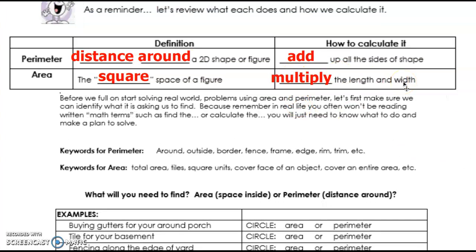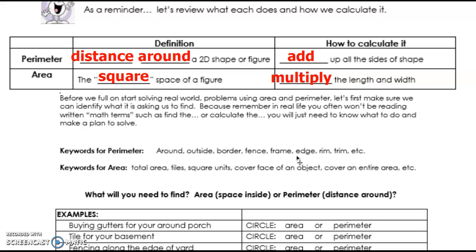All right, so before we full on start solving real world problems, let's just first make sure that we can identify what it's asking us to find. So if we're looking at real world scenarios, is it asking us to find the distance around, or is it asking us to find the space inside? So keywords for perimeter would be around, outside, the border of something, because it's not going to come out straight and tell you in real life, hey, you need to find perimeter. You're looking for keywords that help insinuate that. So again, around, outside, border, fence, framing, edge, rim, trim. There's a million words in the English language, but those are just some of them that indicate you're looking at the distance on the outside, distance around a figure.